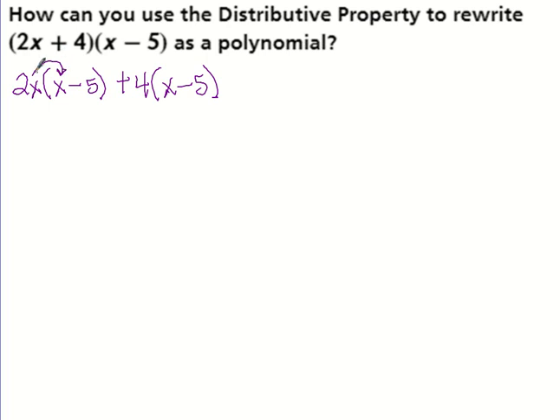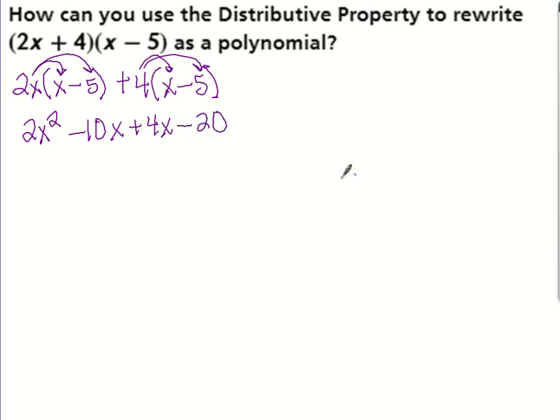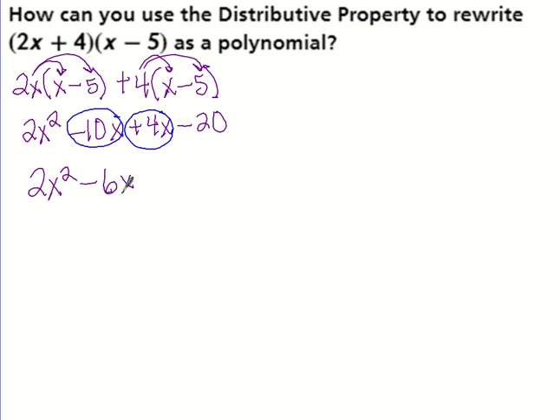And so now I distribute here. So I get 2x squared minus 10x. And then I'm going to distribute here. And I'm going to go 4x minus 20. And then I'm going to look at things that are in common. And you'll notice I have a negative 10x here and a positive 4x here. Notice the middle is again the same. Two things I'm going to combine. I get 2x squared minus 6x, because negative 10 and positive 4 is negative 6. And then I get minus 20. And so that is another way you can do it.